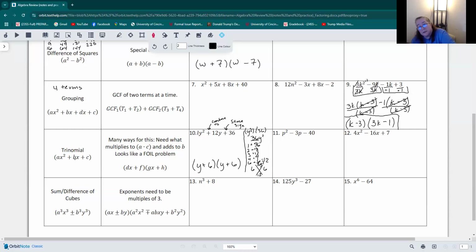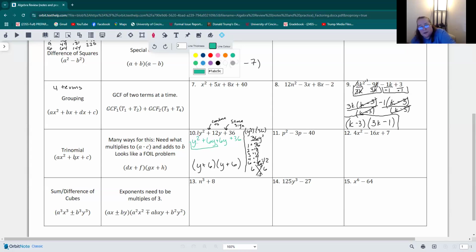I could have also redone this as, I think I can change colors. Yeah, okay, so I'm going to try this green and hope that that is dark enough. And I'm going to change this to, this is y squared. Ooh, that is not that dark. Y squared plus, I can rewrite my equation. So this 12y is what I added together to get that. So it's y squared plus 6y plus 6y plus 36. And I could do my 4 terms grouping.